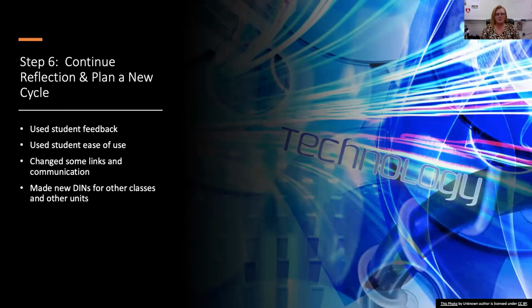Step 6, continue reflection and plan a new cycle. I've continually made these digital interactive notebooks in each of my classes. It seems to work fairly well. Students like it because of the organization, having everything in one spot, and they know what needs to be done. They see how it affects them.